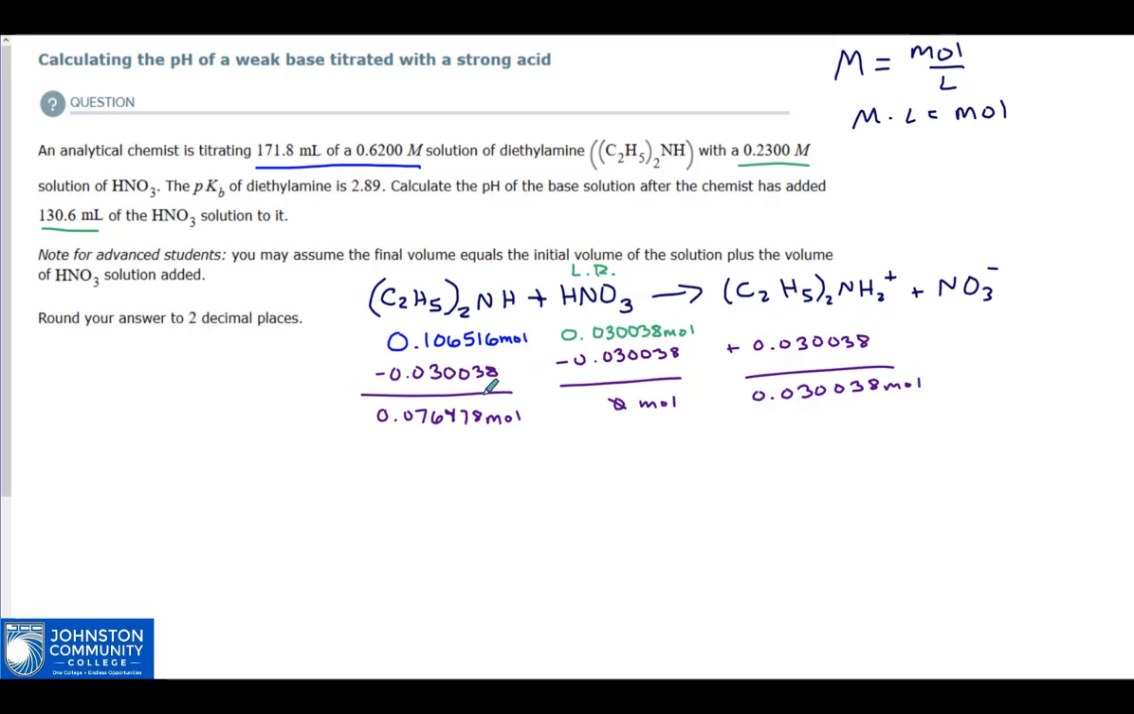So once we've subtracted, we're left with just moles of our original weak base here. No more of the strong acid. And then we are left with moles of the conjugate acid of our weak base. So we have made a buffer solution. So we are going to use the Henderson-Hasselbalch equation to calculate its pH.